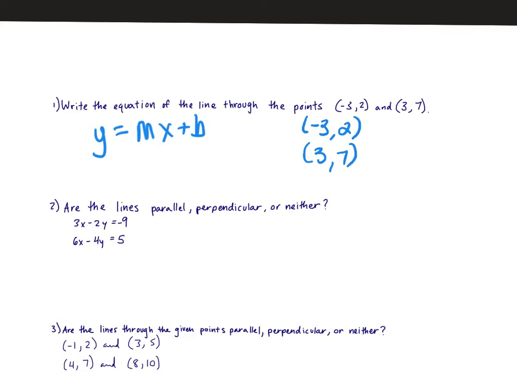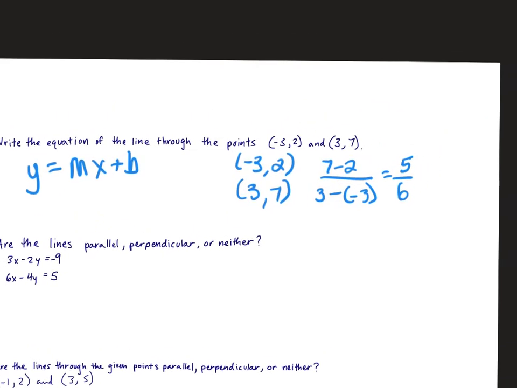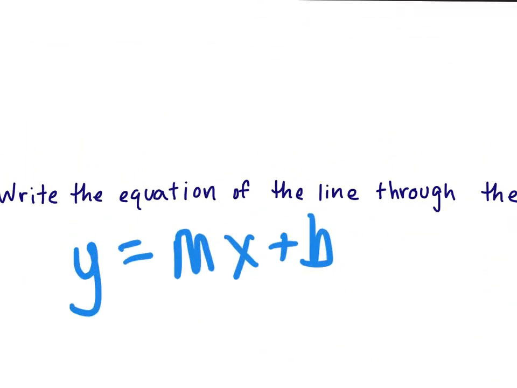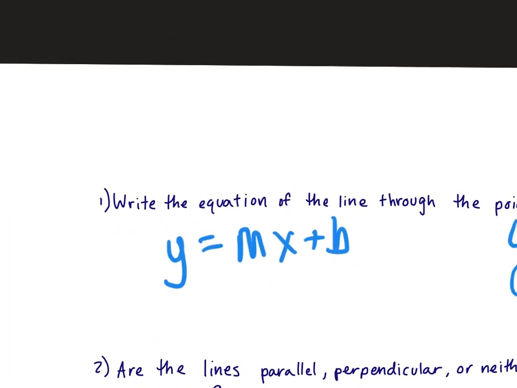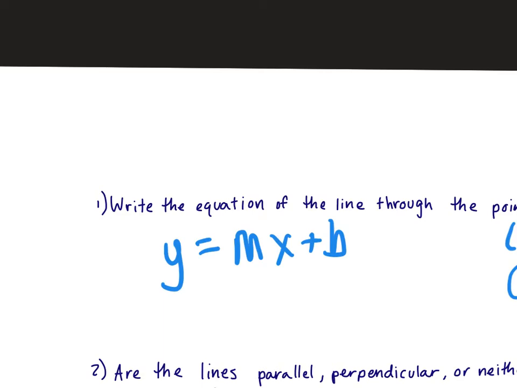Everybody agree with me? Yes. So my slope, I'm going to do 7 minus 2 over 3 minus negative 3. So I end up with 5/6. Agreed? Okay. So if my slope is 5/6, then I'm going to choose one of these points. It doesn't matter which one. I'm going to use 3 and 7 because they're both positive. And then I'm going to use the slope and solve for b so I can figure out what the y-intercept is.